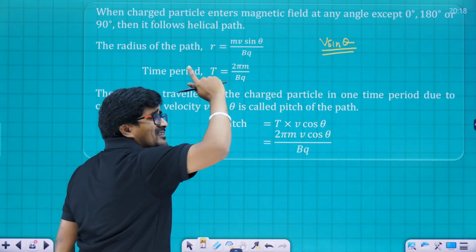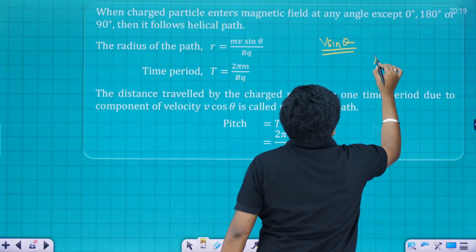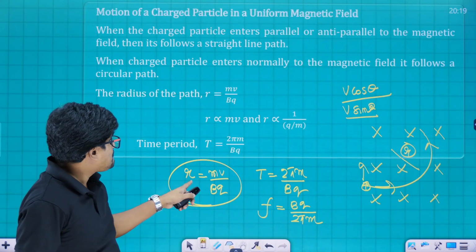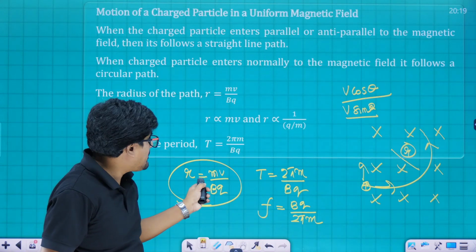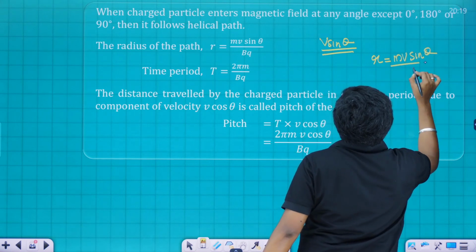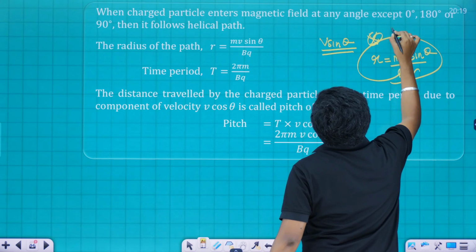So while calculating the radius, I repeat, while calculating the radius, small r, there it was m into v divided by bq. So here it is going to be mv sin theta divided by bq. This is again an important area.